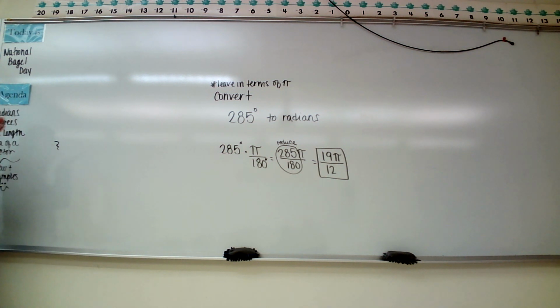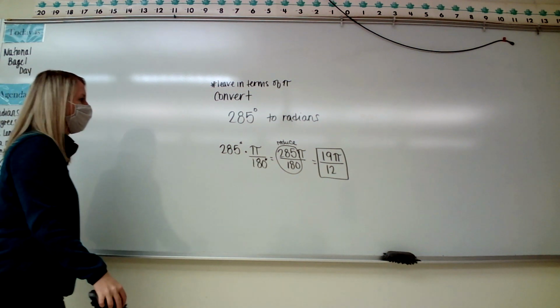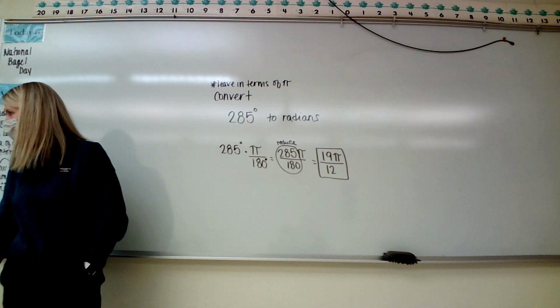All right, so that was the first thing that we have written down, how to convert from degrees to radians, and that's a nice example of that. So now let's go the opposite way.